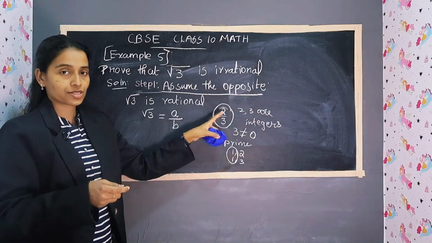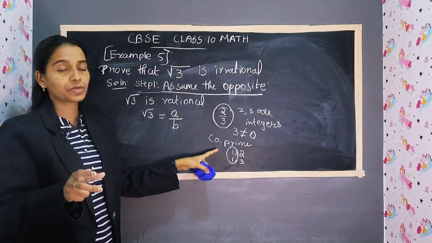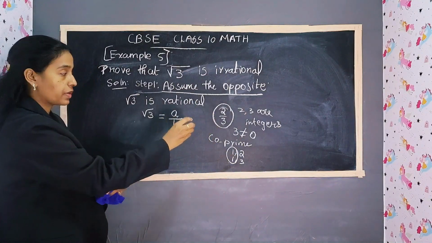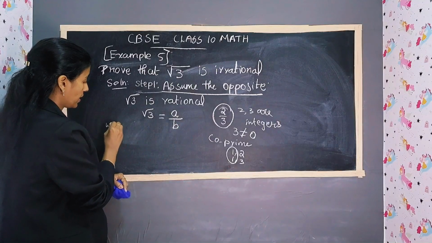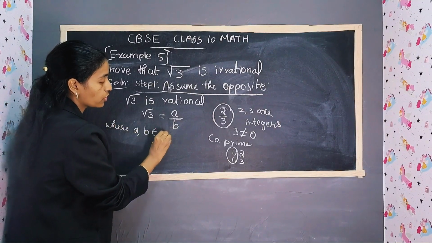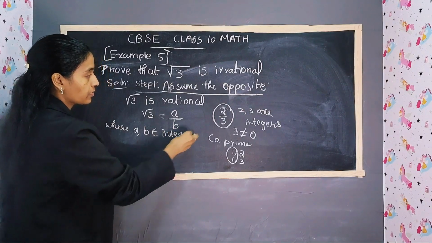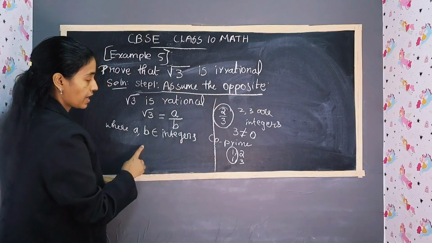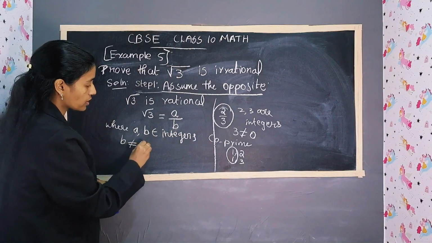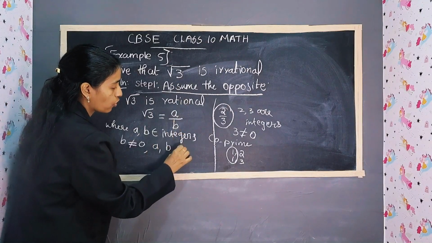These are all the conditions. When some number is rational, all these conditions can be applied. So the same conditions we are going to apply here. So we can write where a and b belong to integers, right? You have to write all this. a and b belong to integers, b not equal to 0, and a, b are co-prime.